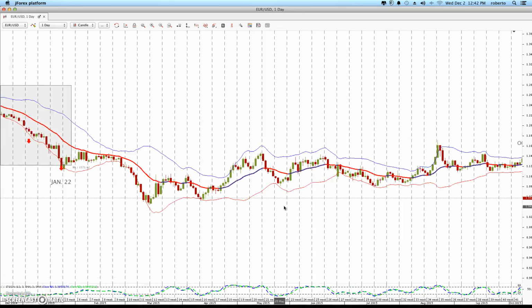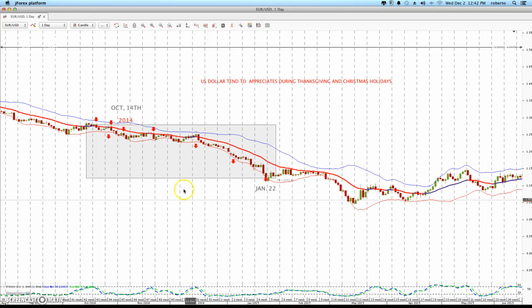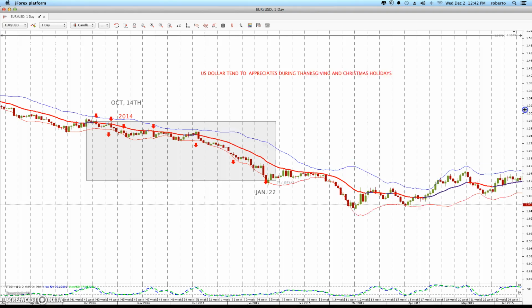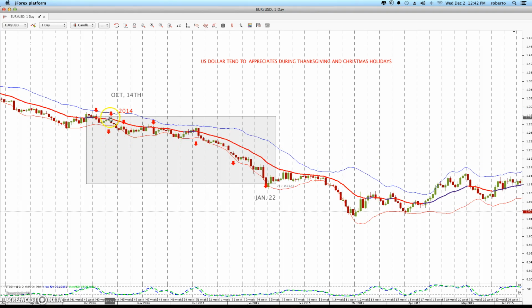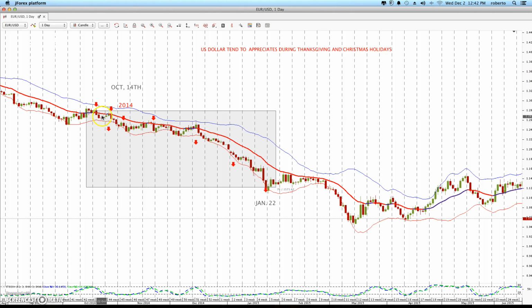Let's go back to October 2014, and here it is again. Anticipating right before the holiday season, the euro dollar started to weaken and the US dollar started to get stronger. And from October 14th all the way to January 22nd, the market just completely sold off. Not very much of a retracement. It just kept selling off and then retraced in January, but continued to sell off. The euro was very weak in 2014.